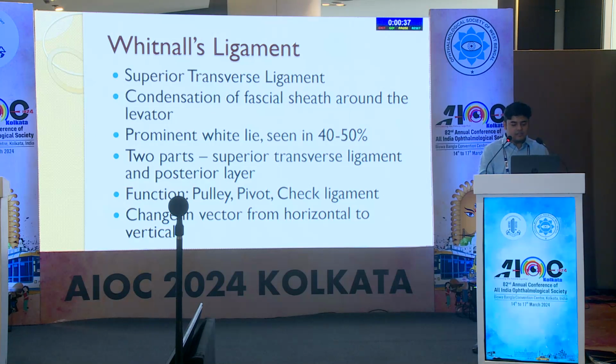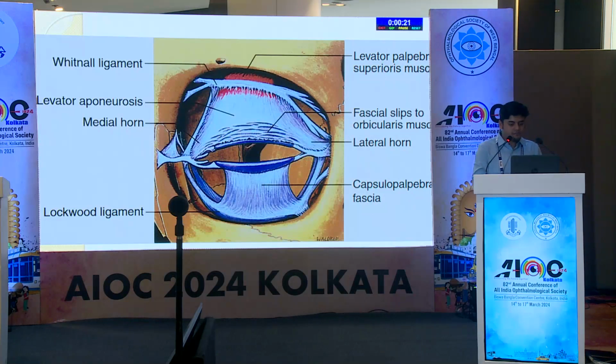It functions as a check ligament, that the levator is transverse from the muscle to the aponeurotic part, though this might be controversial. It also might act as a pulley and a pivot to change the vector of the levator action from the horizontal to the vertical vector. Here we can see the Whitnall's ligament, and this is the levator muscle and the levator aponeurosis, and the Whitnall's ligament is connected to the orbital rim.